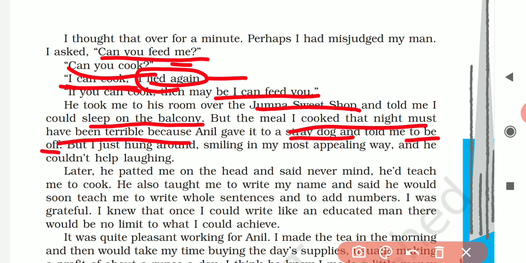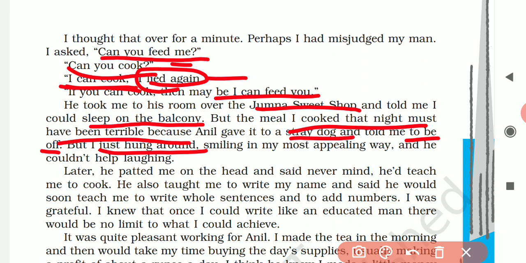Off means what? भागने के लिए. He asked him to go out, because he has told him a lie, right? Clear? He told in the beginning that yes, I can cook for you, right? But he doesn't know how to cook. If he cooks such kind of food, then I think it would be wastage of money, wastage of time, wastage of food for Anil every day. That's why he doesn't want to continue the agreement, and he says that you may go out. Okay, but I just hung around.